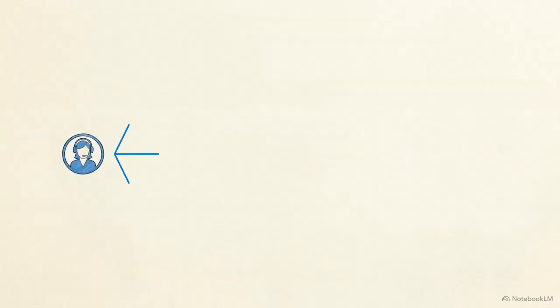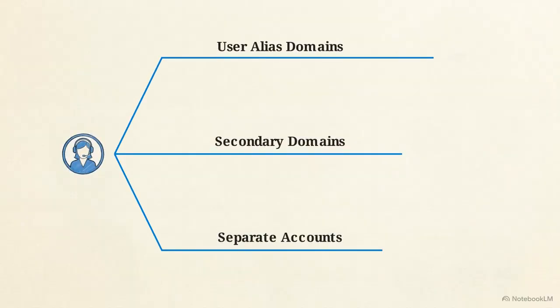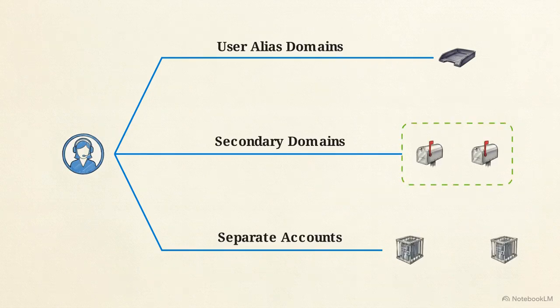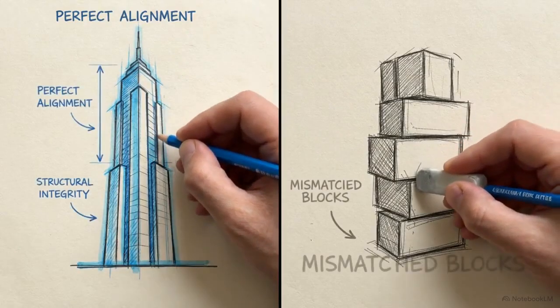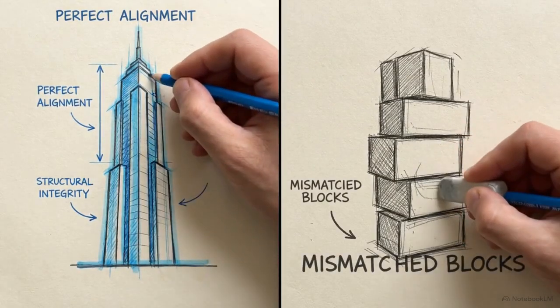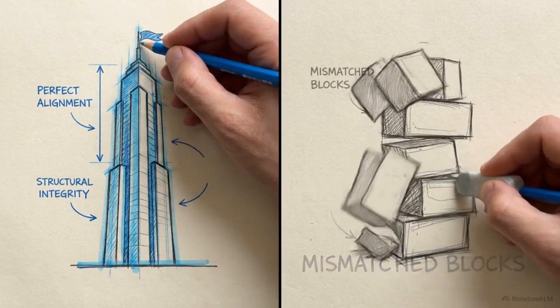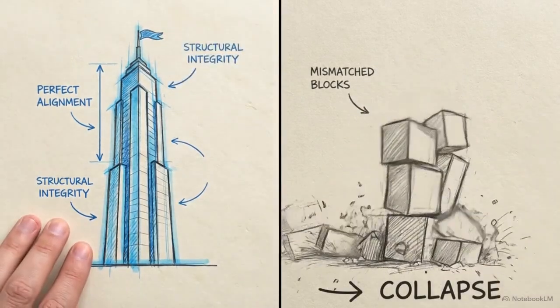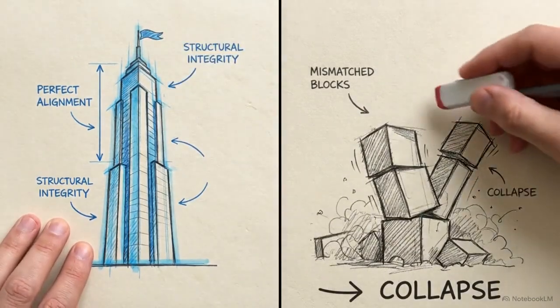When adding a new domain, administrators must choose between three distinct deployment pathways: user alias domains, secondary domains, or entirely separate accounts. The choice between these three pathways dictates whether an IT department scales smoothly alongside institutional growth or collapses under its own administrative weight.